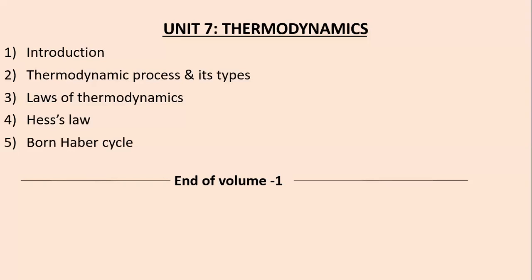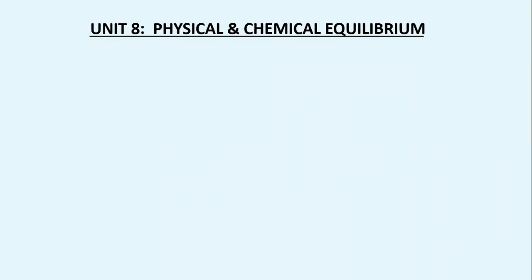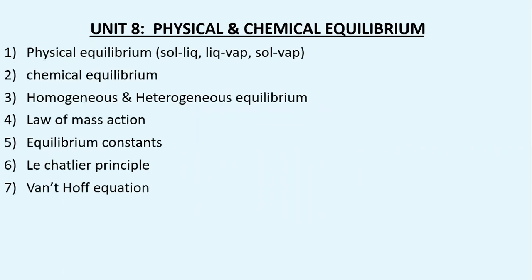Okay, so next we'll move on to volume 2. In that the first unit will be the physical and chemical equilibrium. In this unit we are going to study about the physical equilibrium of solid-liquid, liquid-vapor, solid-vapor. The next comes chemical equilibrium, that is what is meant by a chemical equilibrium, then their brief explanation, that also will come under this unit. Next will be the homogeneous and heterogeneous equilibrium, law of mass action, equilibrium constant, Le Chatelier principle, Van 't Hoff equation, which is very important.